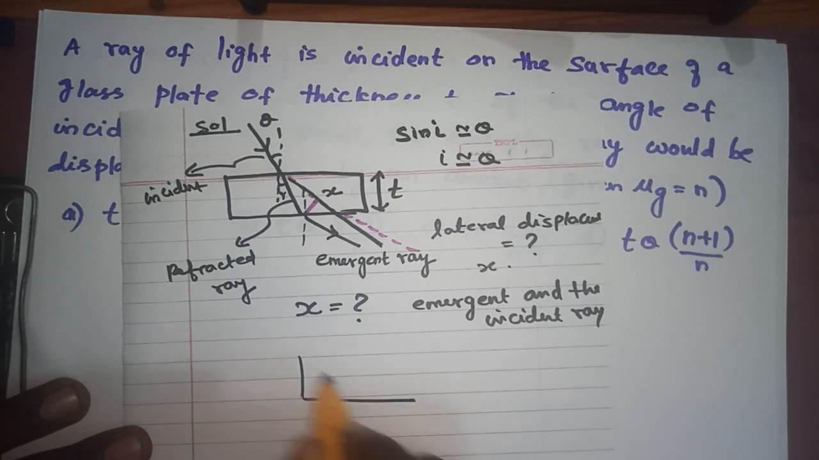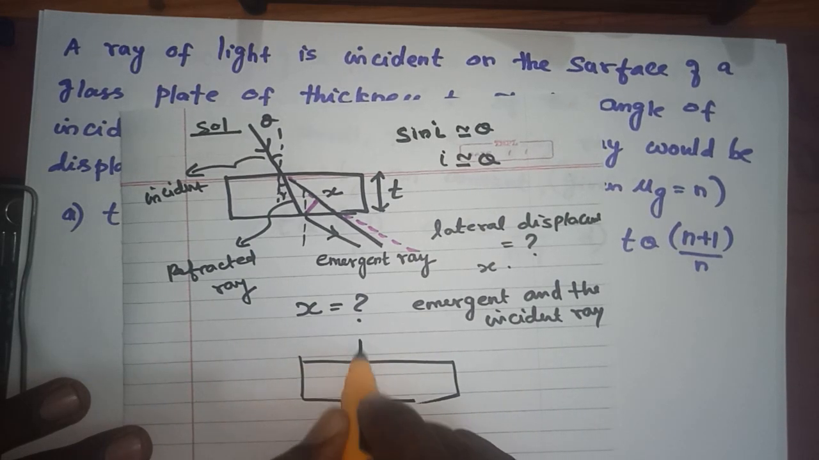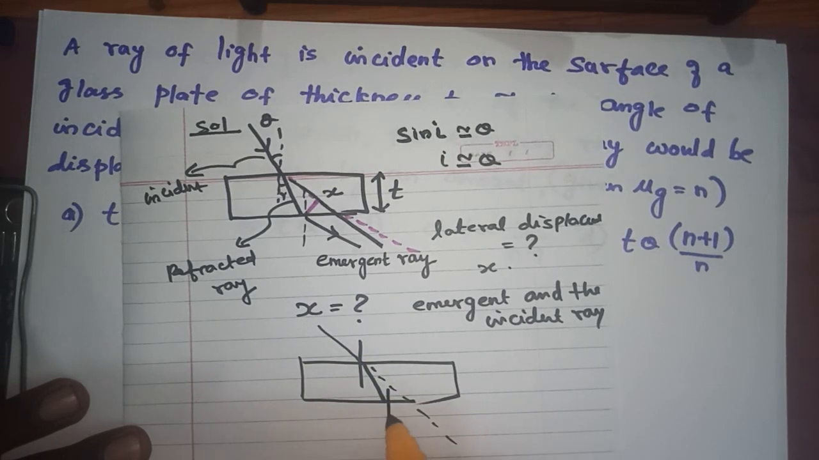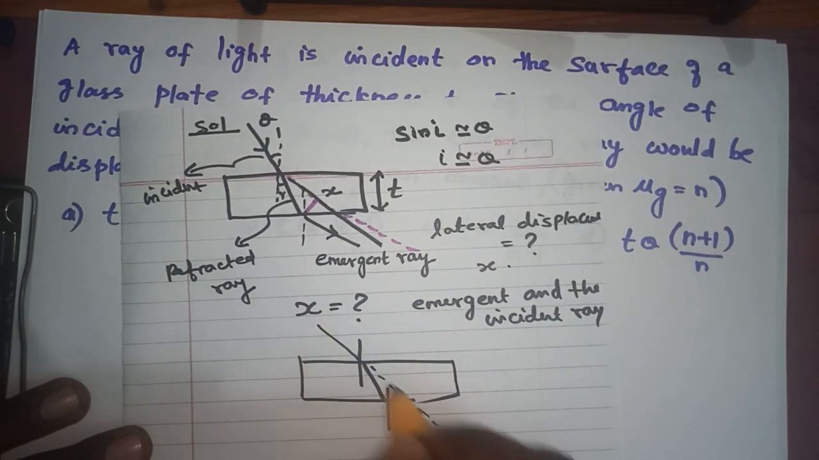I draw it once again for your convenience. If this is the ray, it should have passed in this direction. Due to refraction, it passes like this, and again it goes parallel to this. Both rays are parallel. Now I want to find out how much this shift is. This I have to determine.